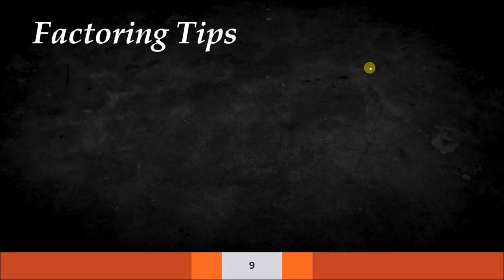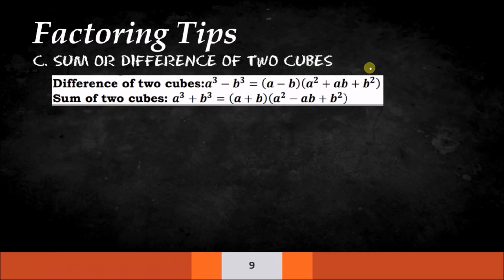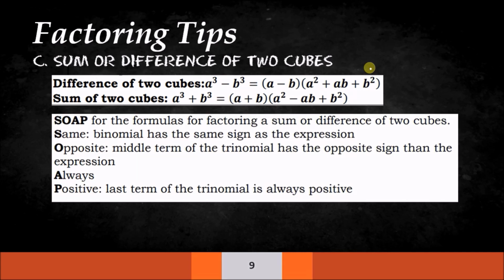Ito yung pangatlong tip natin. Paano to? We have the sum, factoring the sum and the difference of two cubes. Kapag naka-encounter ka nito, ito lang yung acronym na dapat mong tandaan. SOAP. Yung S daw dito, same.